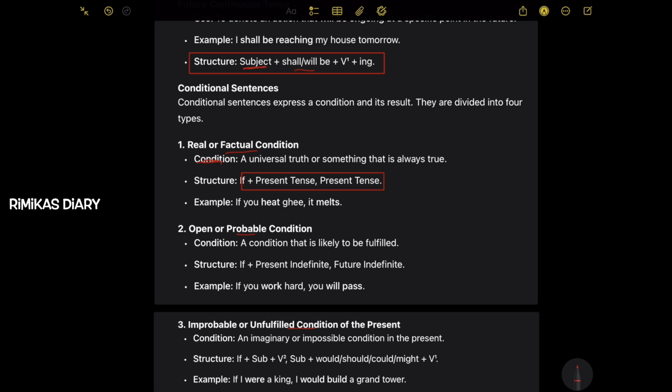Present tense. So if you heat ghee, it melts. So there's if, and then there's a present tense, and there's another present tense.